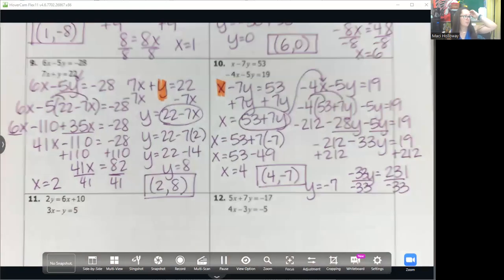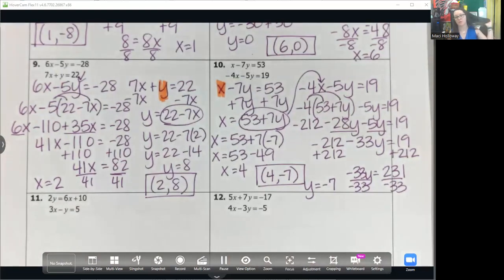All right. So please put these notes into your journal and begin practice on your Delta Math.